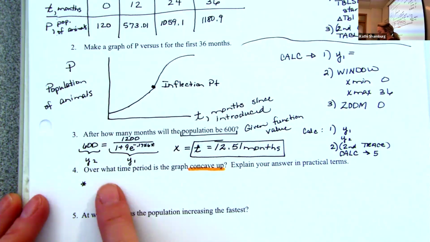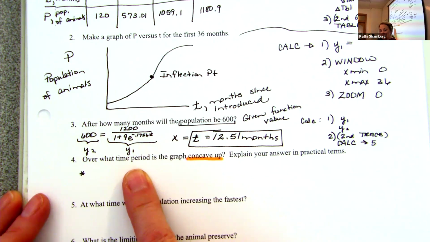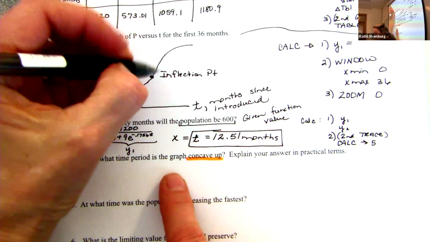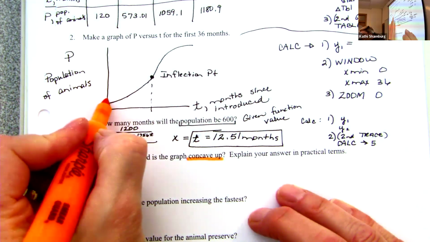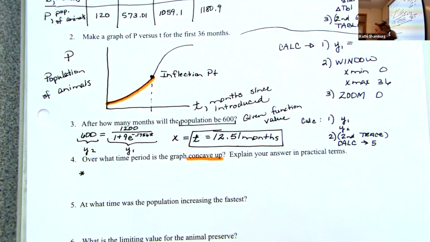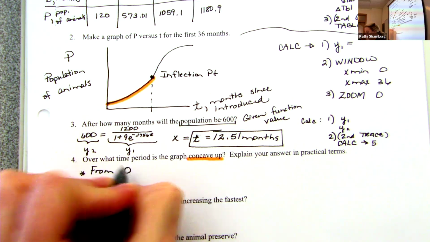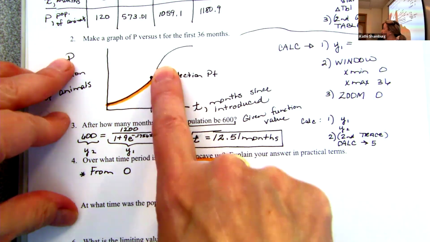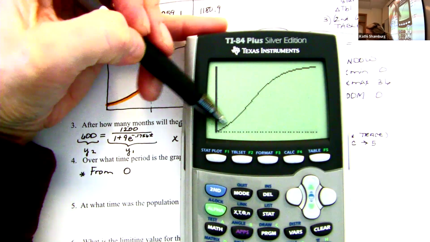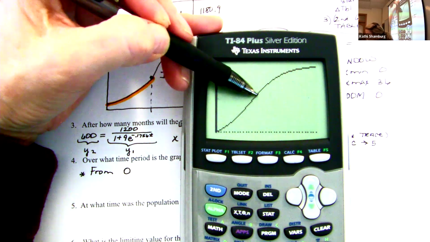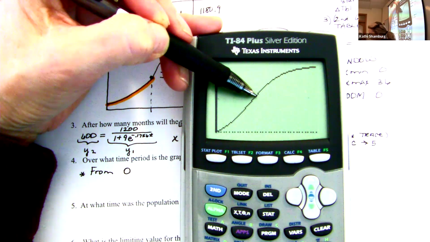All right, so it says over what time period, and time period is your horizontal axis, is the graph concave up. So we're talking about from here to here, okay? So it's concave up from 0 months, and then we've got to get an approximation for this, okay? So what I would do is look at this and go, okay, about right here is where I would kind of guesstimate that my concavity changes.